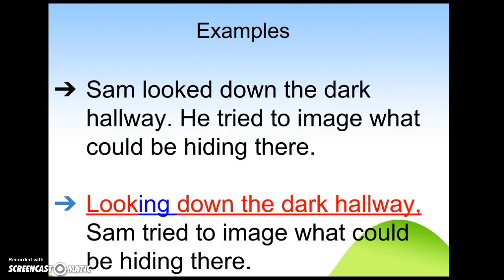You can take the same exact sentence and use that introductory participle phrase by taking the word look and adding ing, and now you have: Looking down the dark hallway, Sam tried to imagine what could be hiding there. We've added just a little bit more interest into the sentence by just adding a verb at the beginning and then ed or ing.